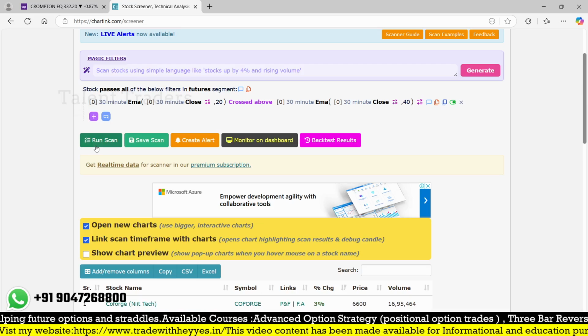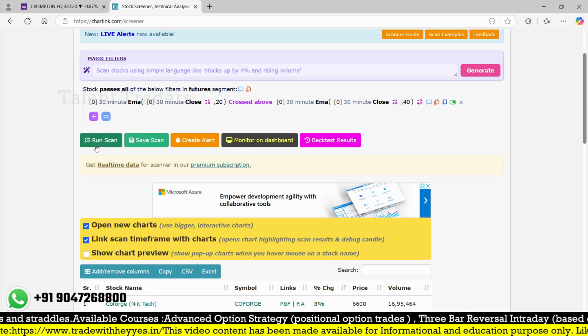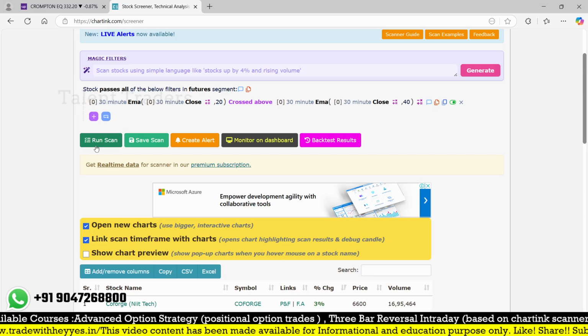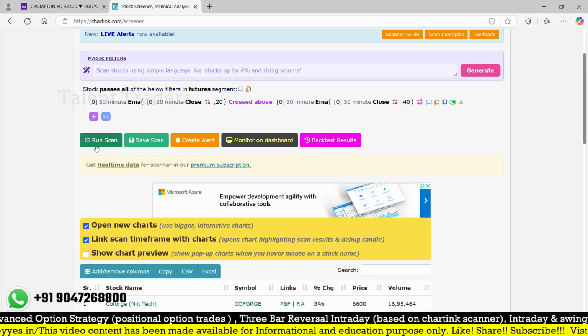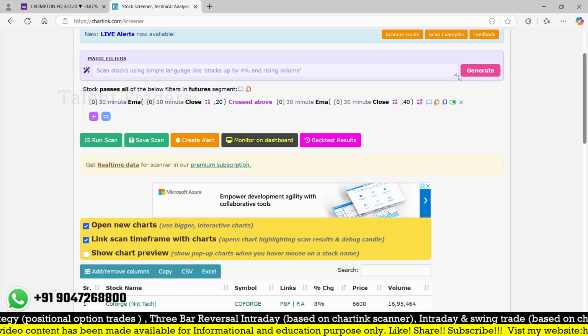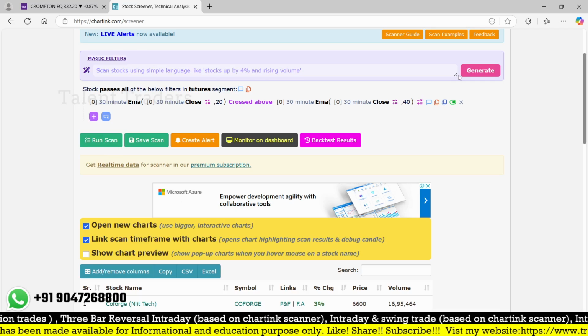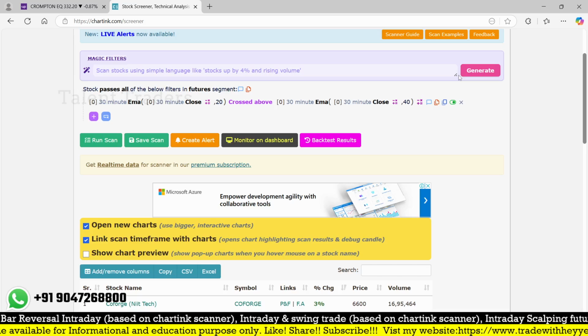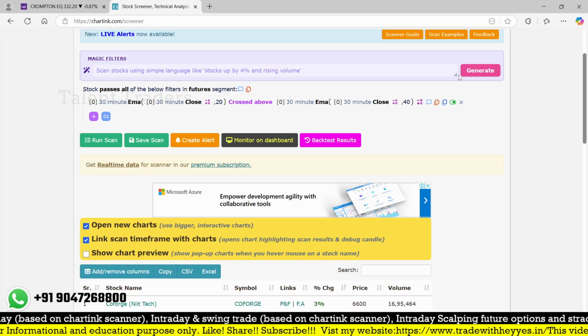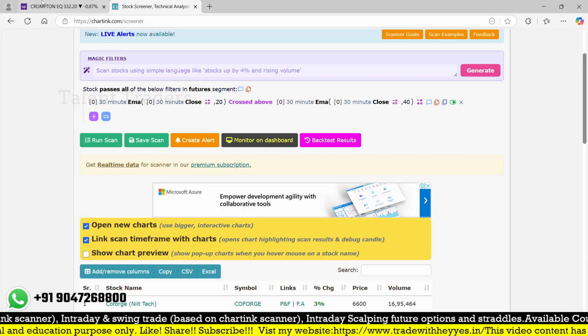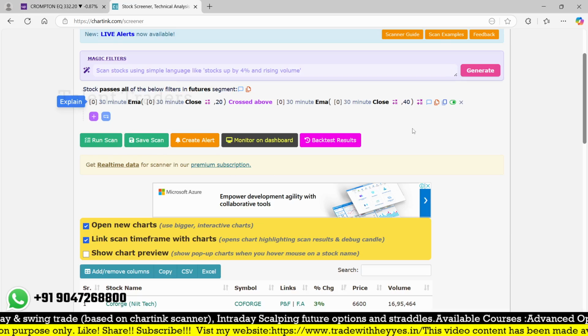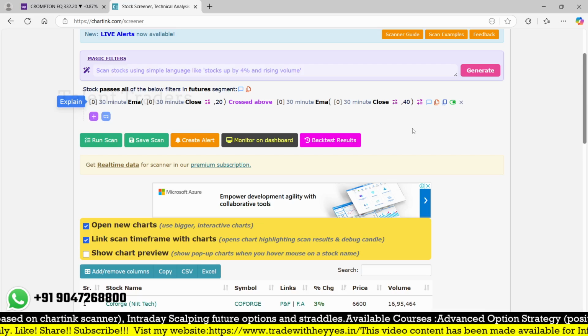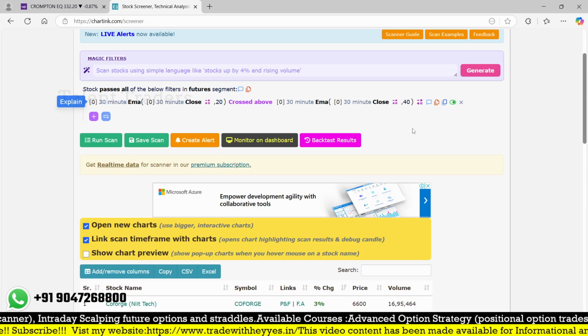Okay, so this is a simple scanner. I'm not going to create this scanner now, but I'm going to create one custom scanner which helps you find a rejection or bounce back at the EMA levels. So let me try to do that. I hope you understood this step. It is a very, very simple step. If you follow this step, you can also create that particular scanner.